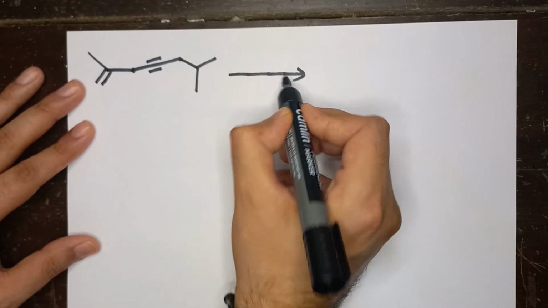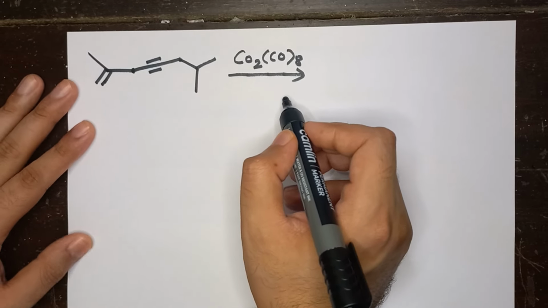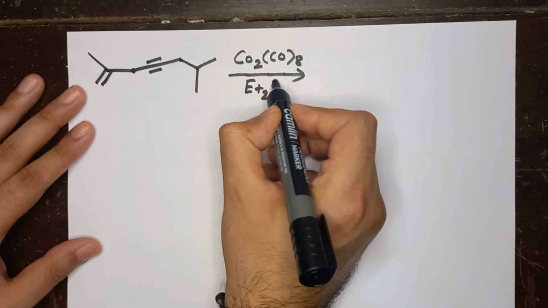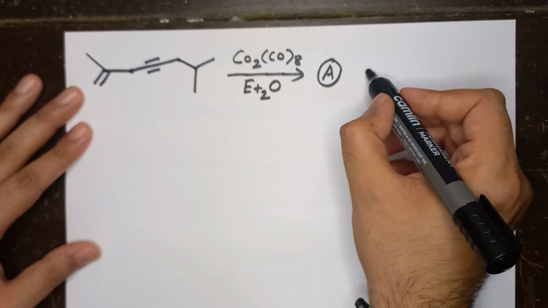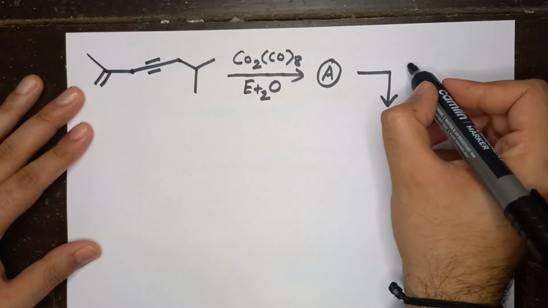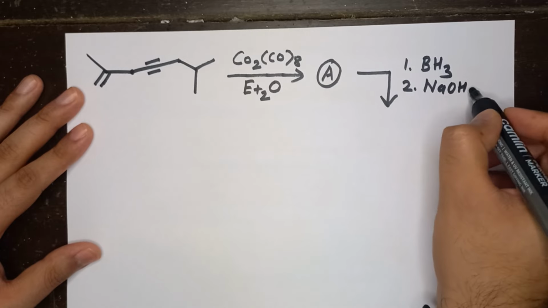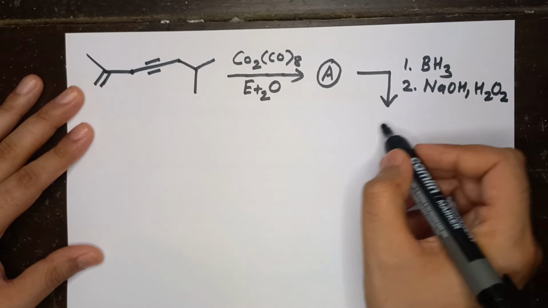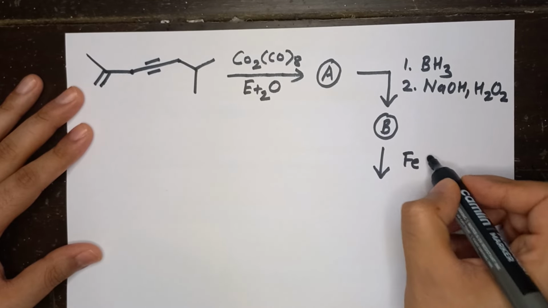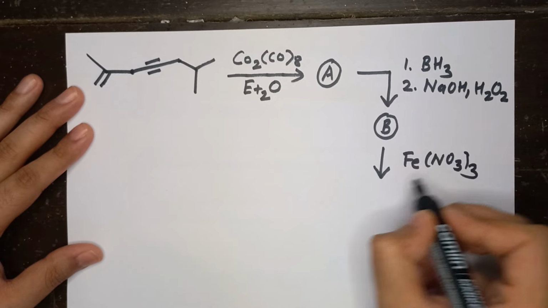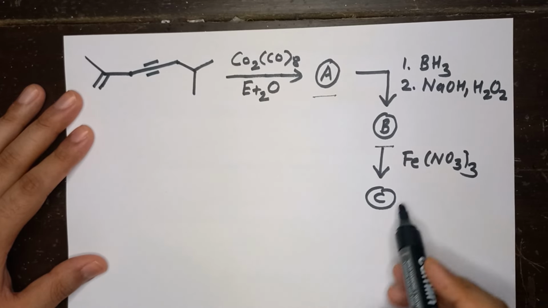In first step, I am reacting it with this cobalt salt in presence of diethyl ether, and I am getting A. Then this A reacts with first step BH3, second step NaOH in presence of H2O2, hydrogen peroxide, and you are getting B. And then this B reacts with ferric nitrate, and this gives me final product C. So pause the video and draw the structure of A, B and C.